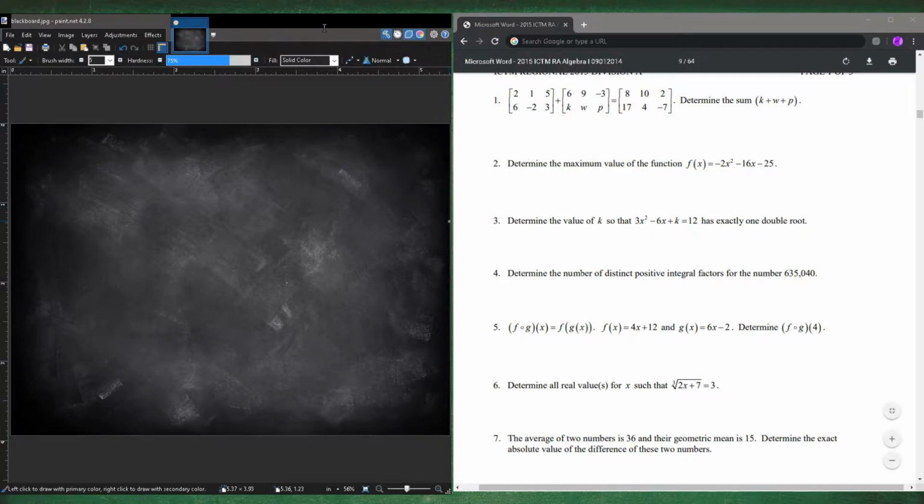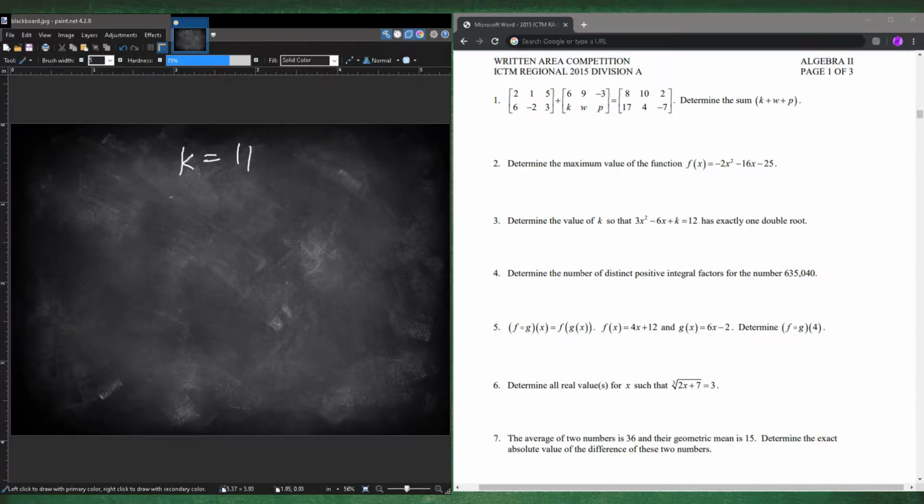So the 2 plus 6 is 8, the 1 plus 9 is 10, the 5 plus negative 3 is 2, right? So that means the 6 plus k is equal to 17, so k is 11. So you do the same thing with w and p. So w is equal to 6, because 6 minus 2 is 4, and p is equal to negative 10, because negative 10 plus 3 is negative 7.